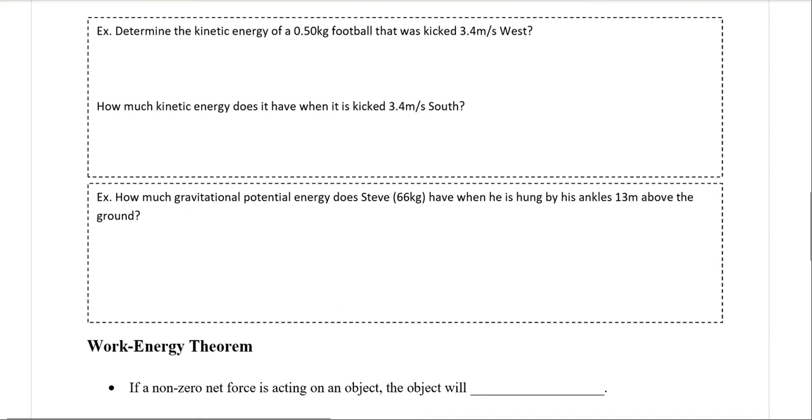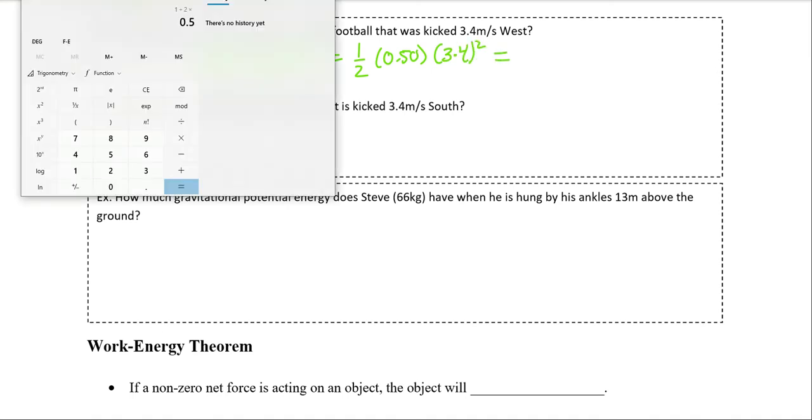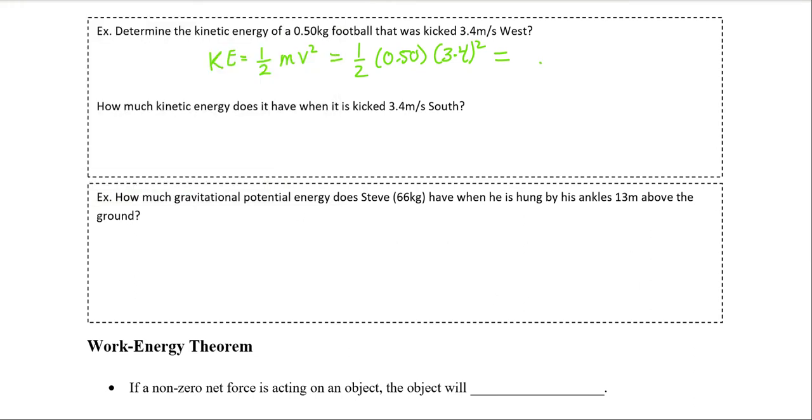Let's do a couple simple examples using these formulas. Determine the kinetic energy of a 0.5 kilogram football that was kicked 3.4 meters west. Well, I know my kinetic energy is 1/2 times the mass times the velocity squared. So it'd be 1/2 times our mass times this velocity squared. And we see that we get 2.89 joules. A ball has 2.89 joules of energy.